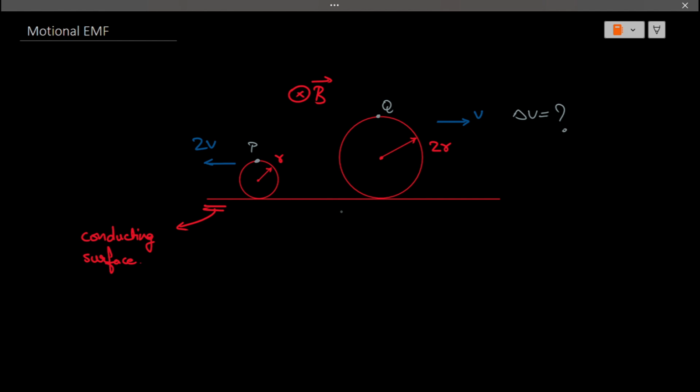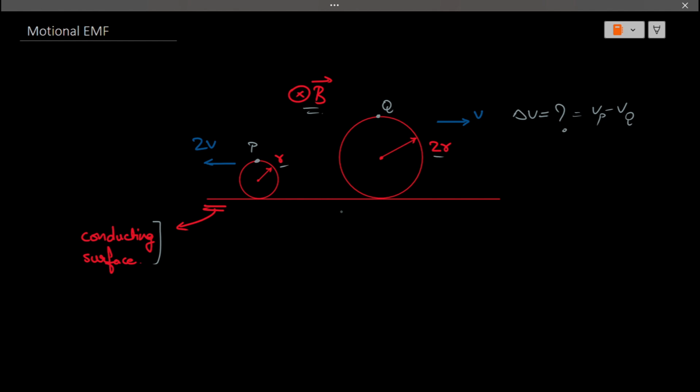In the scenario today, we have two rings of radius r and 2r moving with velocities v and 2v opposite to each other, and we have a conducting surface and a magnetic field pointing into the plane. We have to find the potential difference between the points P and Q, where P and Q are the instantaneously highest points of the rings, right?